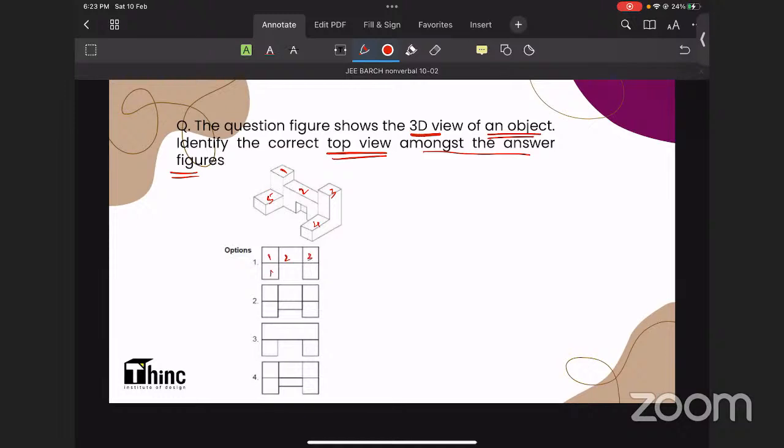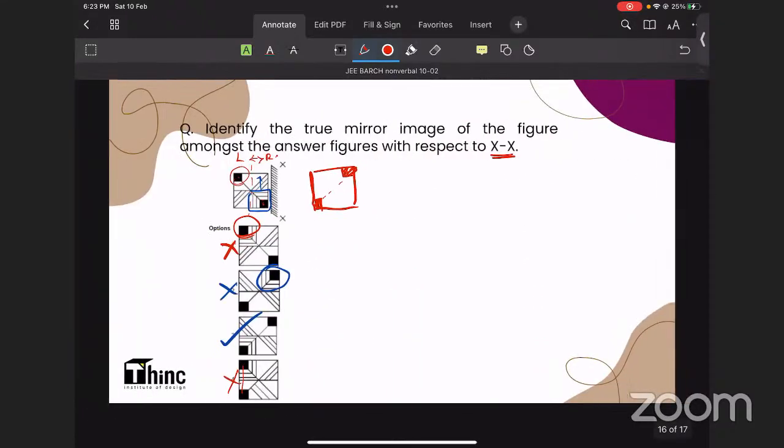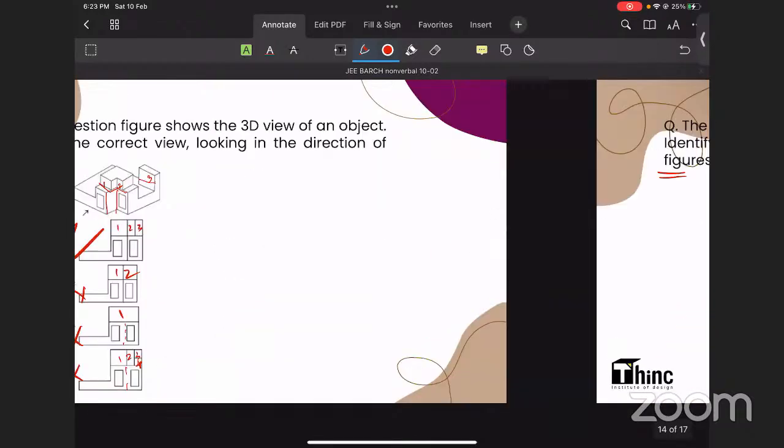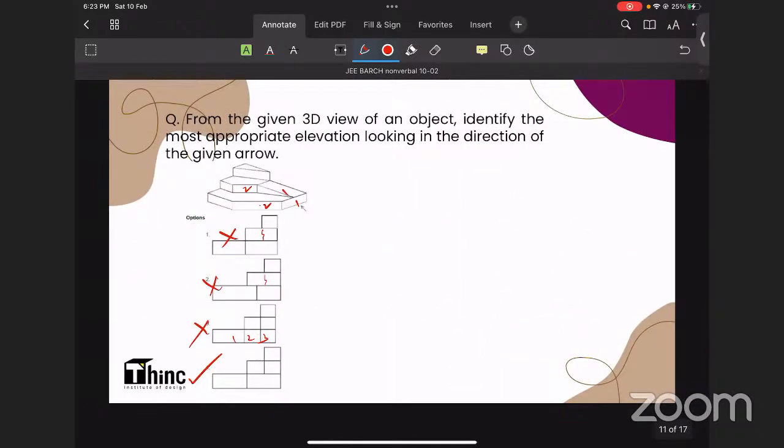1, 2, 3, 4, 5, fine. 1, 2, 3, 4, 5, 6, wrong. 1, 2, 3, wrong. 1, 2, 3, 4, 5, 6, wrong. So we can only see 5. Through simple elimination techniques, we reach the answer very simply by counting. Plenty of techniques are there for this particular topic, so we will be discussing them in the upcoming sessions about the types of views.